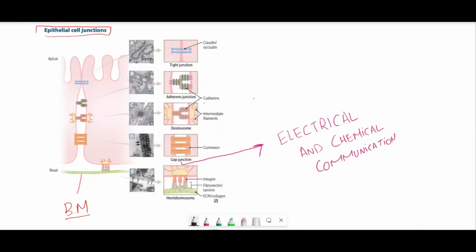The next is the gap junction. The gap junction is basically a channel protein that is made of connexin, and it permits the electrical and chemical communication between the cells.